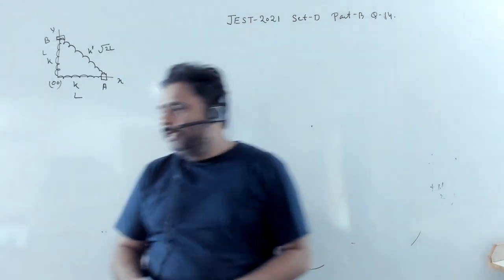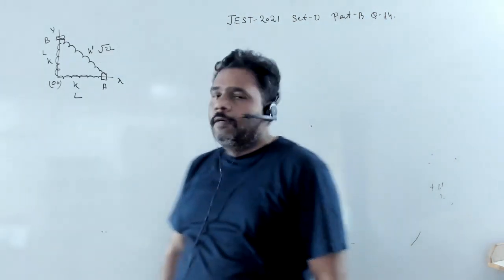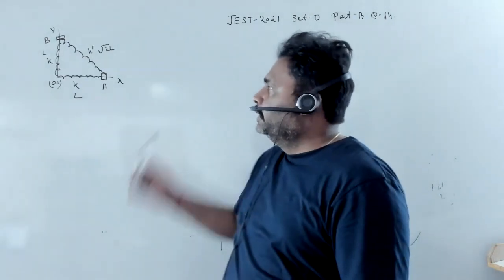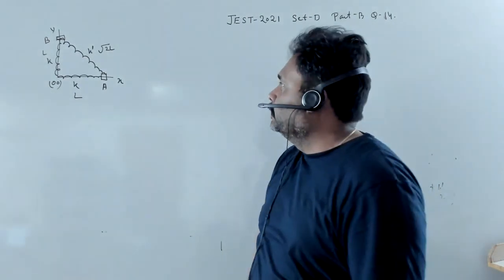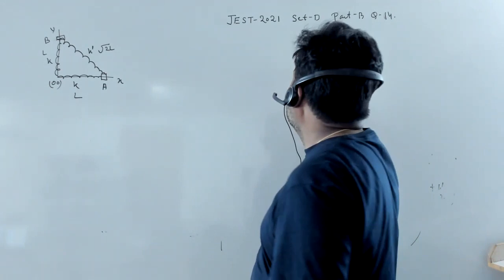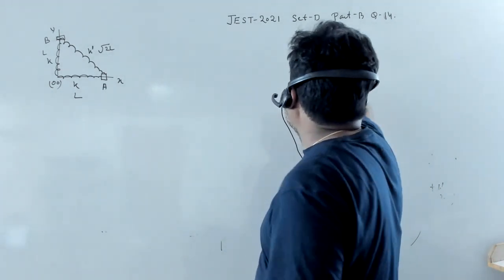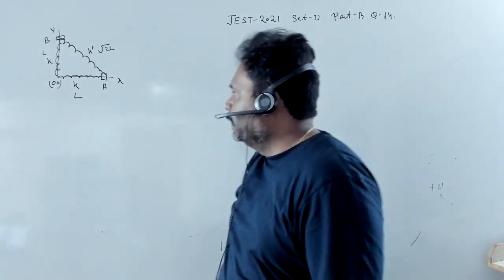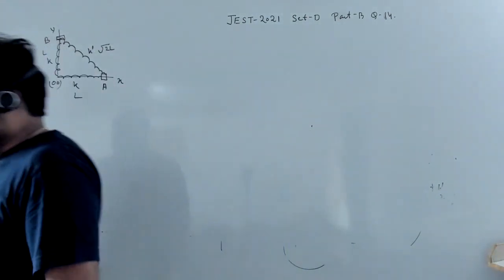Hello students. So let's try to solve one problem from JEST 2021 examination. This problem is from small oscillation. This is question number 14, part B of the set T. So you can just check what is the actual problem, but I will also explain it.